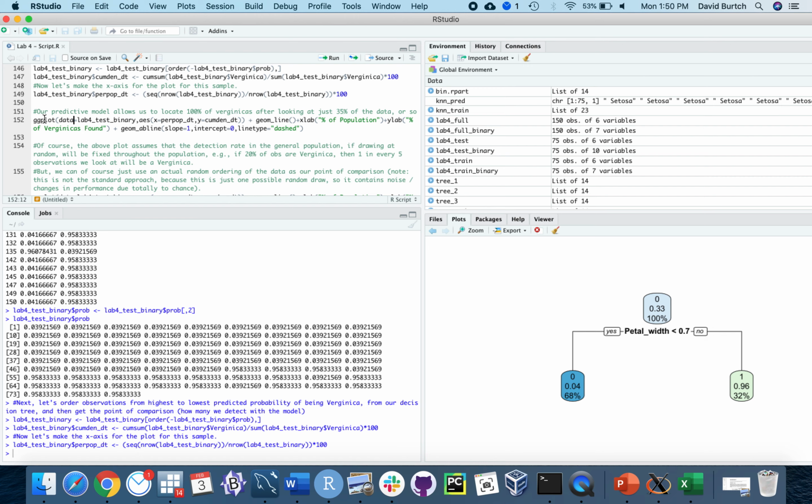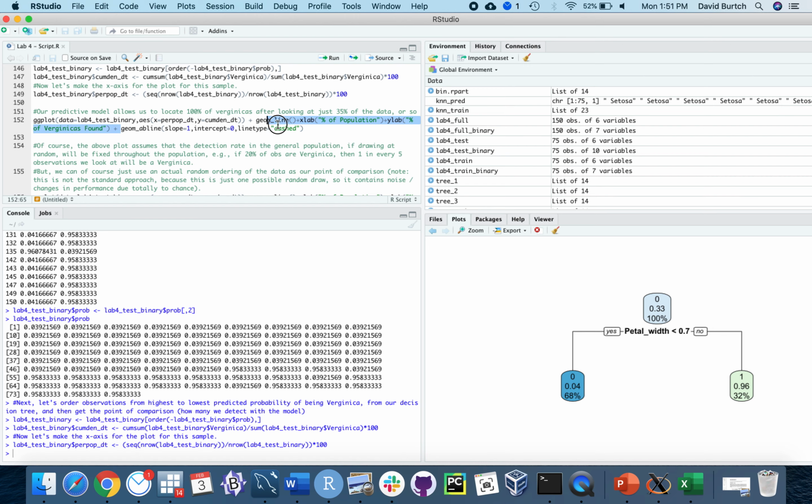So that's what I'm drawing here. I'm calling this ggplot function to make a plot with the test data. I'm telling it the x-axis is how many data points, or what proportion of the data, I have looked at thus far, and the y-axis is what proportion of observations I detect to be Virginica, assuming I've ordered them using the decision tree. I'm then drawing a line, right? So these x and y values, I'm drawing a line across those data points, and then giving some labels to the axes in my plot.